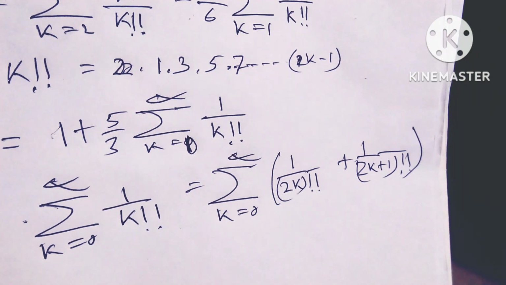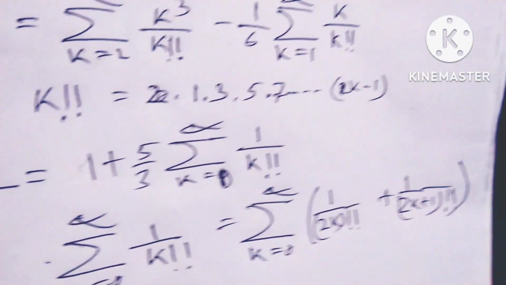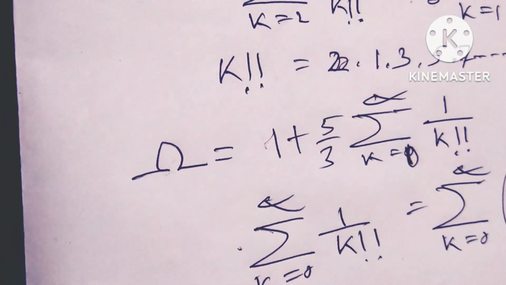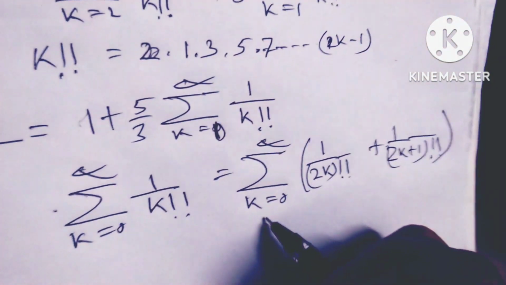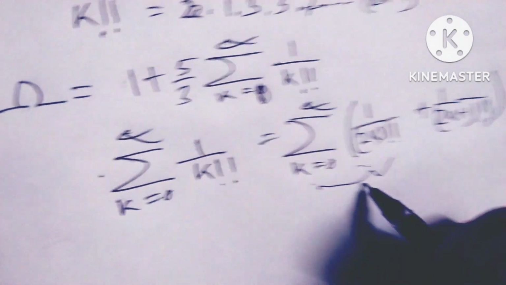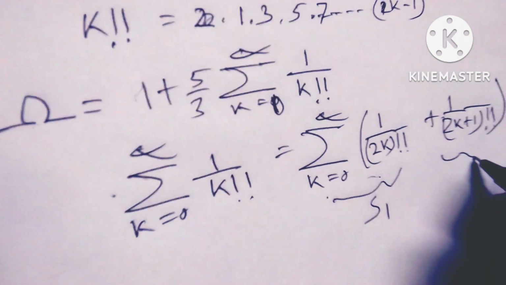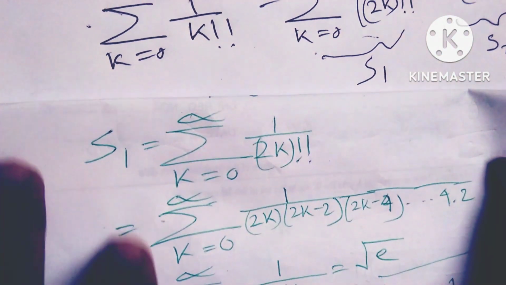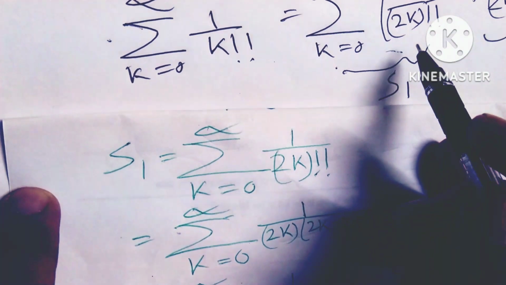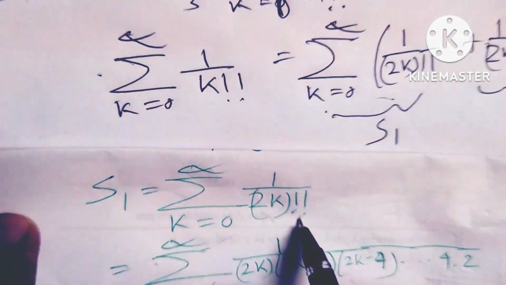Now friends, we will show how to solve these two portions. This portion is said to be S1, this portion is said to be S2. Now let's check this solution. You see that this portion is S1.